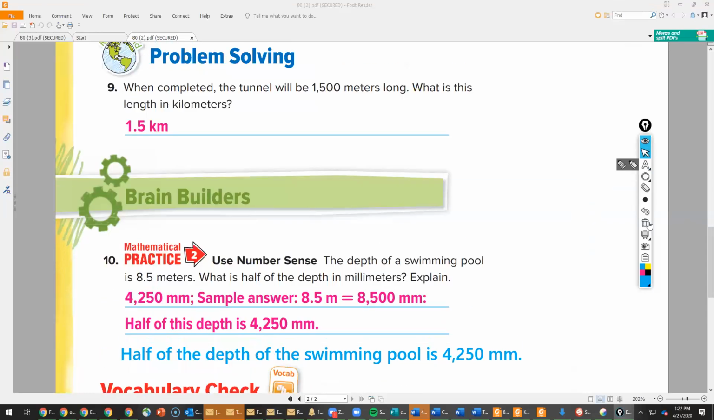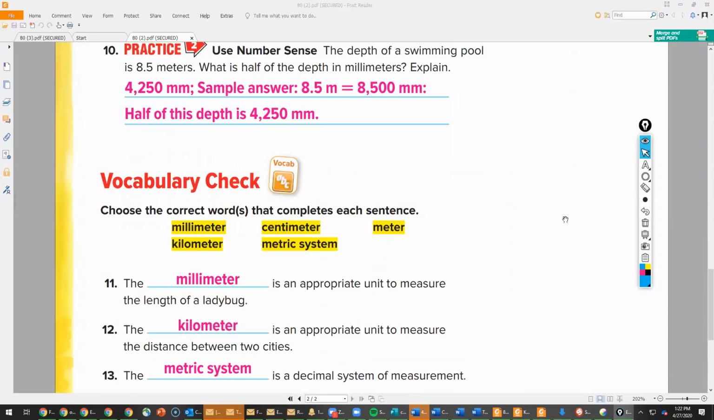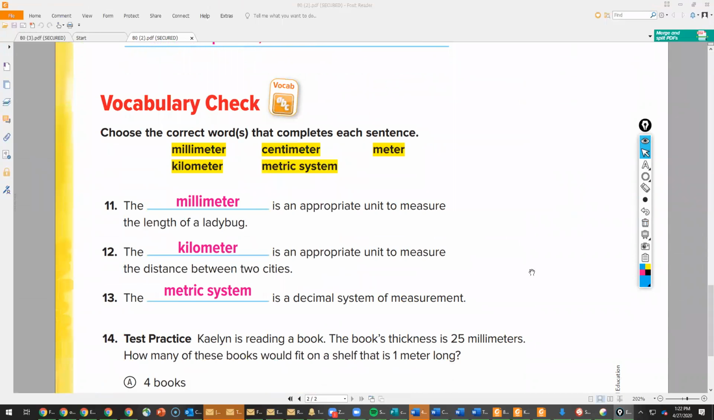Let's go ahead and take a look now at our vocabulary check. You should have been writing these words in as complete answer sentences. The millimeter is an appropriate unit to measure the length of a ladybug. It's pretty small, and ladybugs are small. A kilometer is an appropriate unit to measure the distance between two cities because that's a very big unit of measurement, and you don't want to measure between two cities in millimeters because that's going to be a really lot of millimeters. It's hard to visualize that many millimeters.